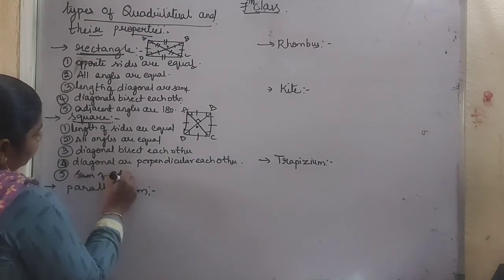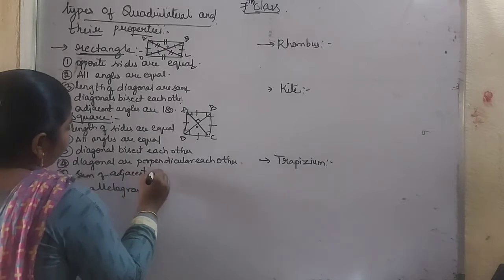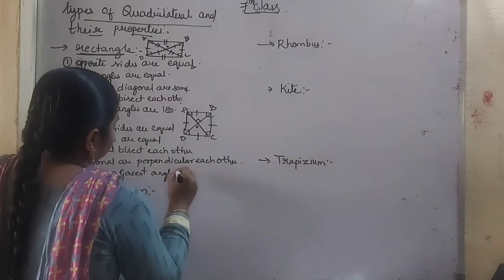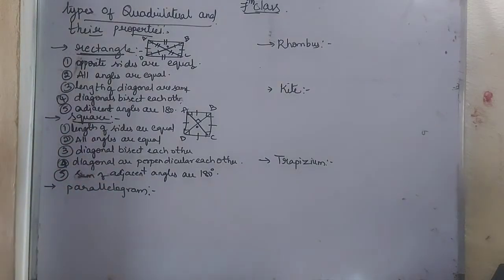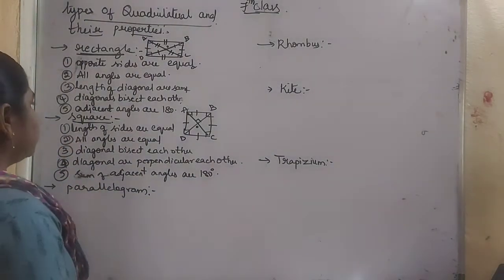Sum of adjacent angles are equal to 180 degrees. The adjacent angles if you add, that will be equal to 180 degrees. So these are the properties of square.